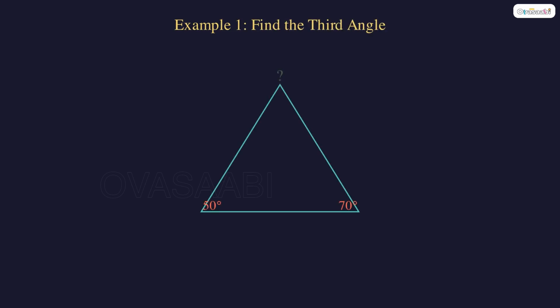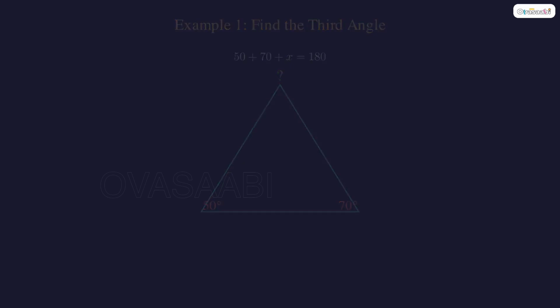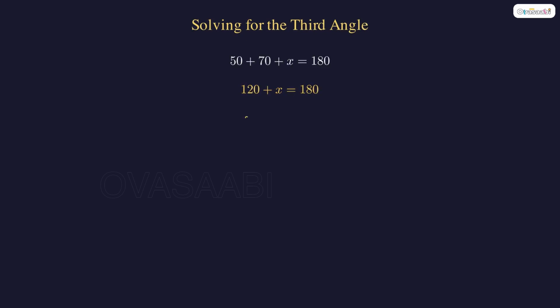Example 1. A triangle has 2 angles of 50 degrees and 70 degrees. Find the third angle. Let us use the angle property. We add 50 plus 70 to get 120, then subtract from 180. The third angle is 60 degrees.